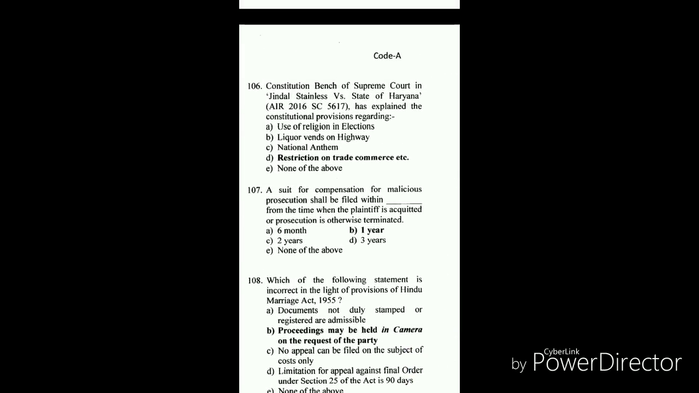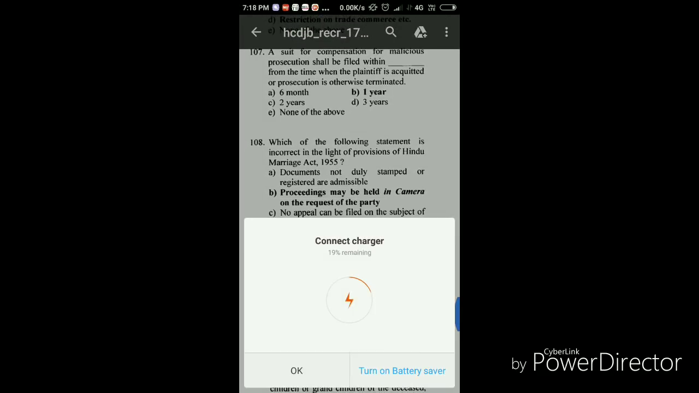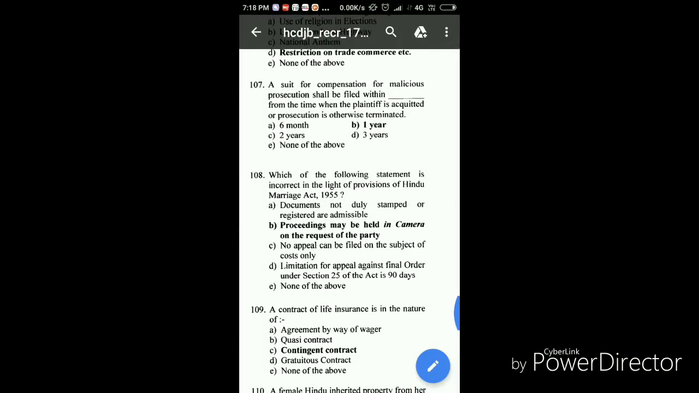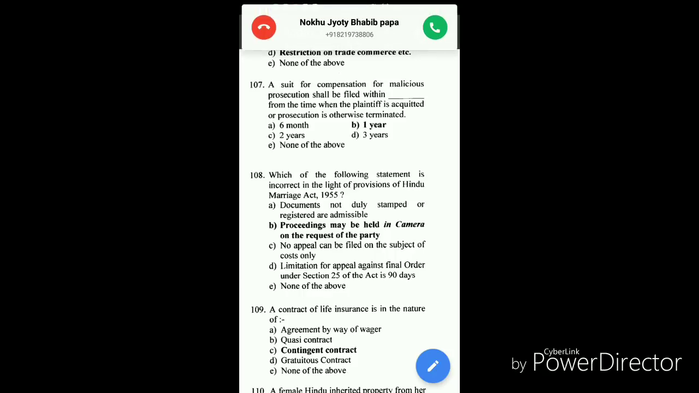It is the Haryana High Court case. So we must be focused on some important landmark cases of Haryana. Constitution bench of the Supreme Court in Jindal Stainless versus State of Haryana is a restriction. Here is given a restriction on trade and commerce. A suit for compensation for malicious prosecution.